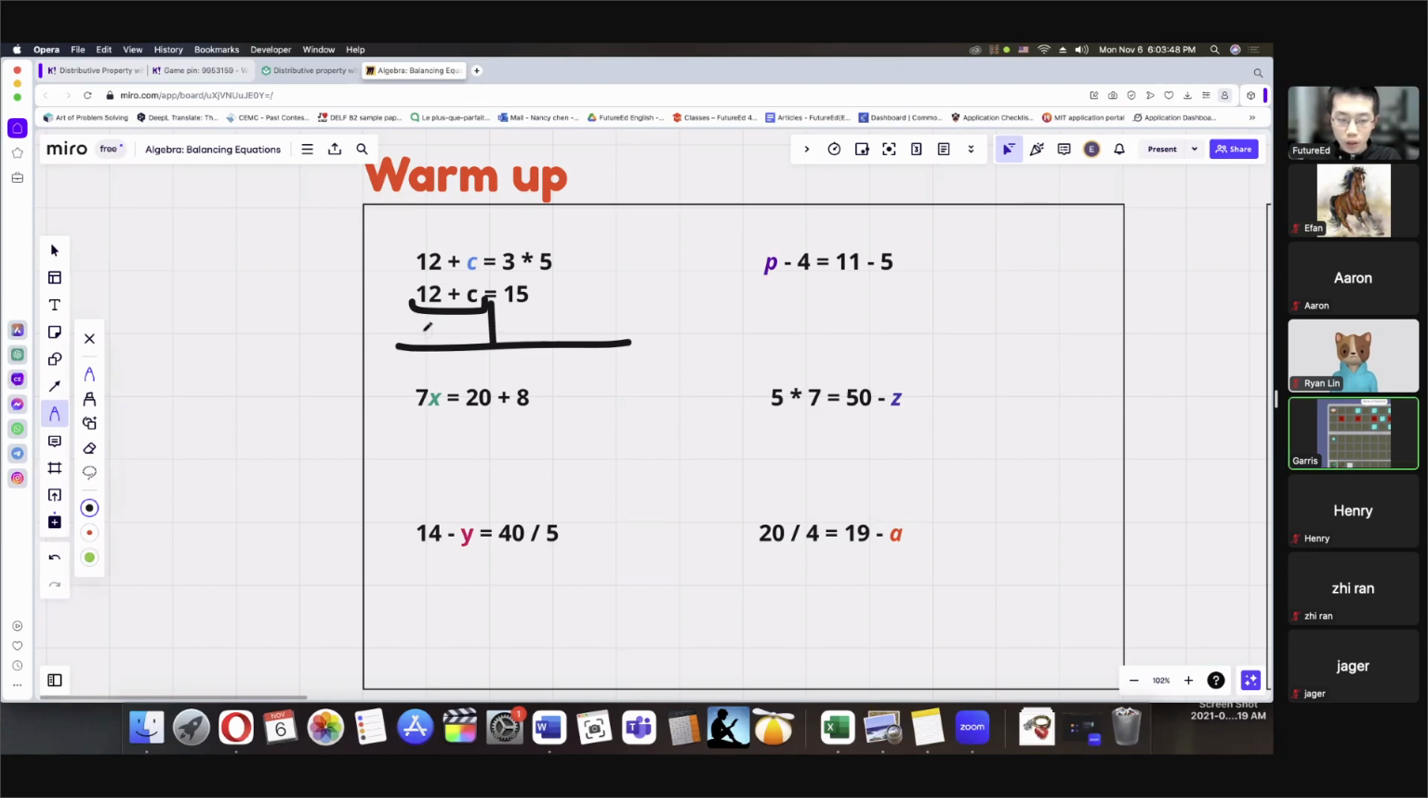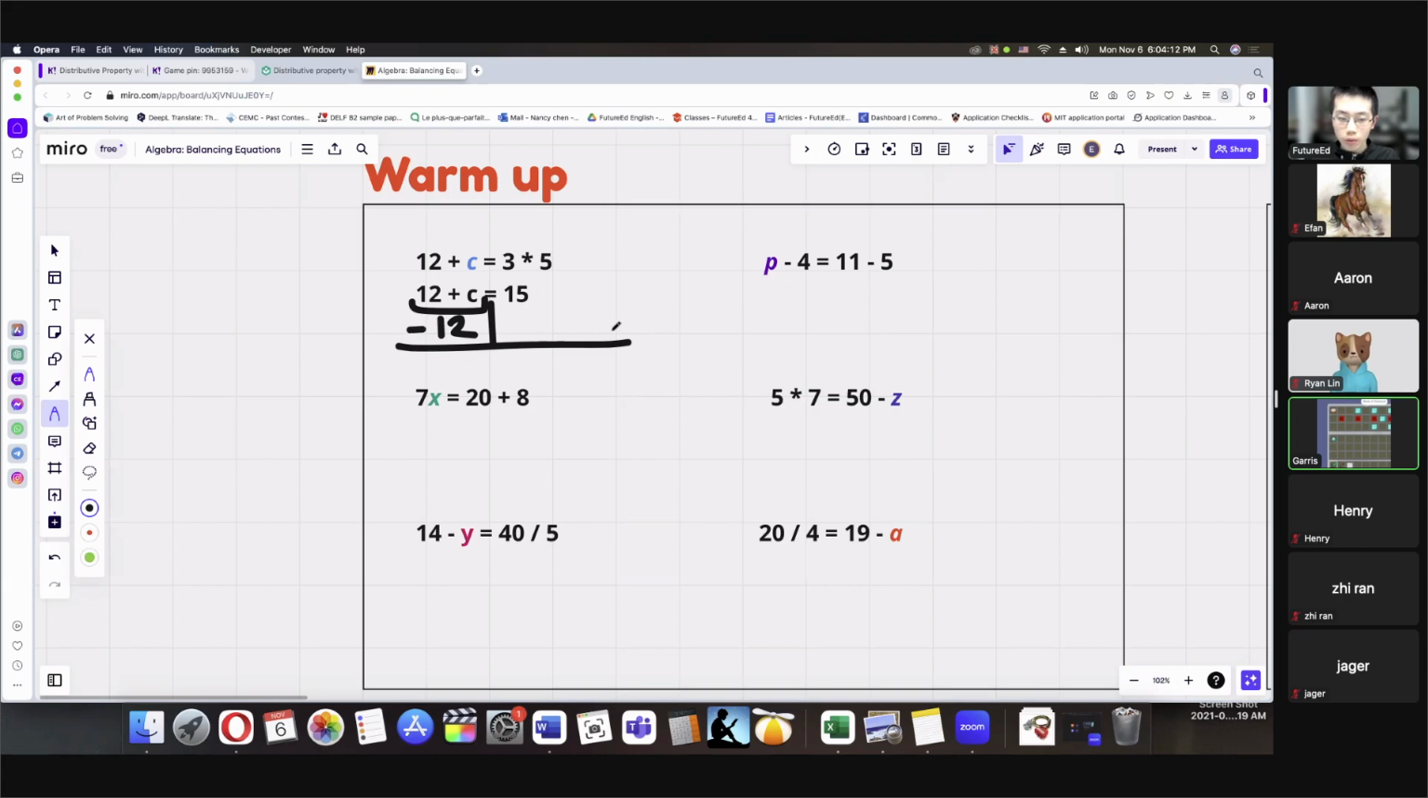Subtract by 12. Why so? Why do we need to subtract? Because if you add 12, then you'll just get an even higher number. Exactly. It's even more annoying. So we need to subtract 12 to get rid of 12 on the left side. But do we only subtract 12 on the left side?